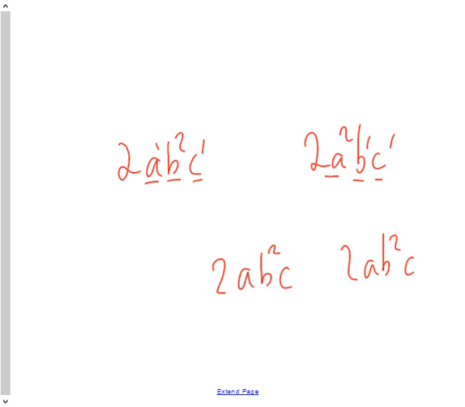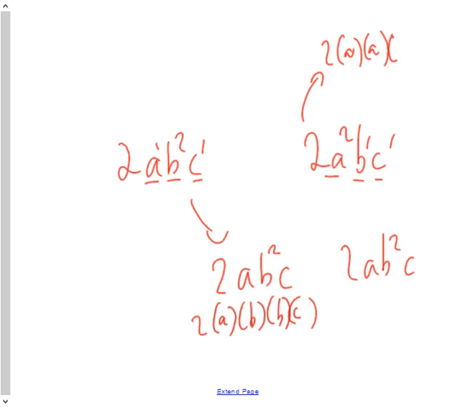So keep in mind that this is 2 times a times b times b times c, right? This one here. And this one here would be 2 times a times b times c, which when we write it out in terms of repeated multiplication, we can clearly see that they are not like terms, because although they have the same variables, they don't have the same amount of variables. So the answer for this would be false. In order for them to be like terms, they need to have the same variables as well as the same exponents attached to each of those variables. Degree has nothing to do with it.